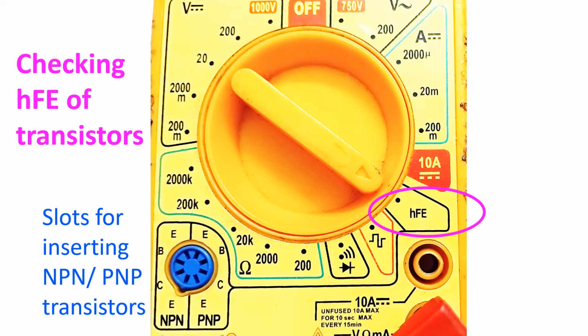Current gain or amplification occurs in transistors between the base and collector currents with common emitter configuration. It is technically termed as HFE, which stands for Hybrid Parameter Forward Current Gain Common Emitter. Another term is beta of the transistor. It is measured by dividing the collector current by the base current in a common emitter configuration. Most digital multimeters have an option to check the HFE of transistors.